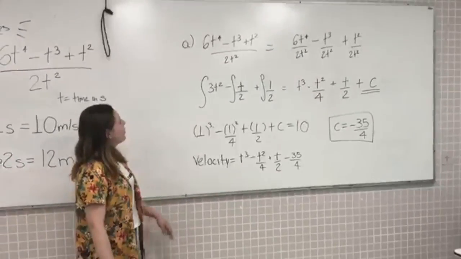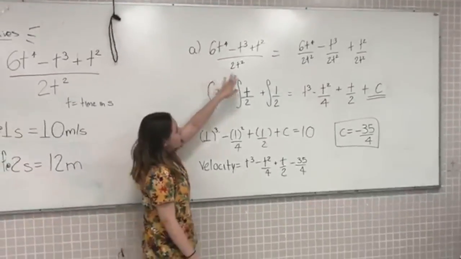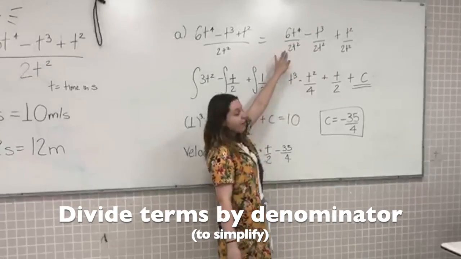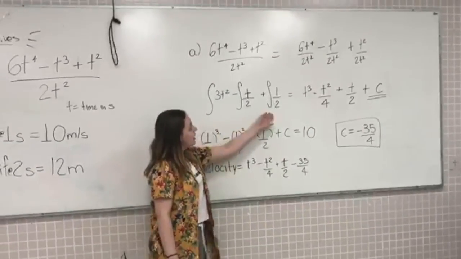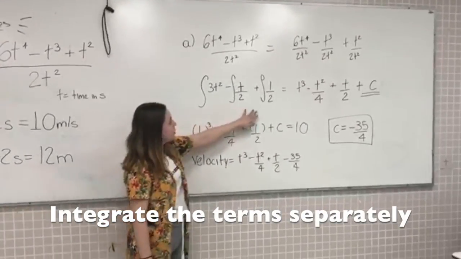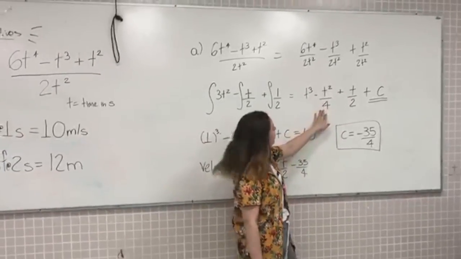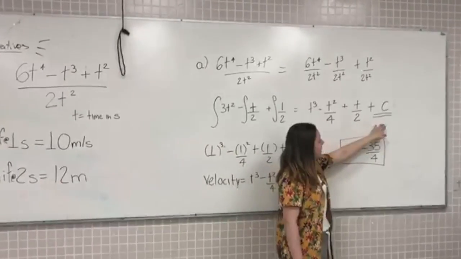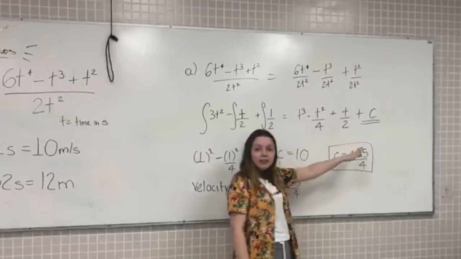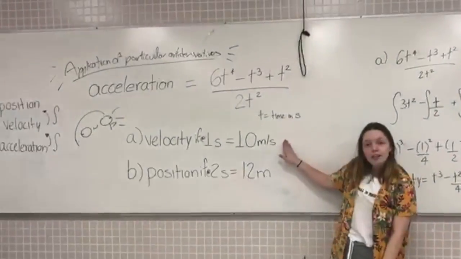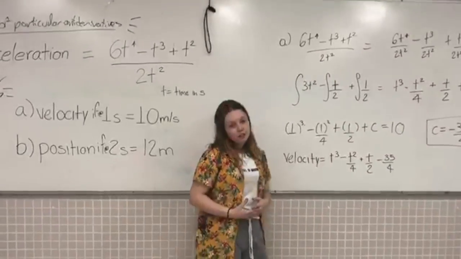Okay, so for the first problem, we're going to rewrite the equation and divide each term by the denominator, which will give us this result. Then we're going to integrate each one of these terms, which will give us this result: t cubed minus t squared divided by 4 plus t divided by 2 plus c. So c is a constant.